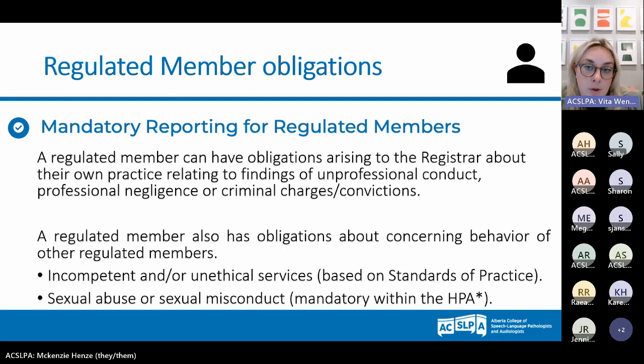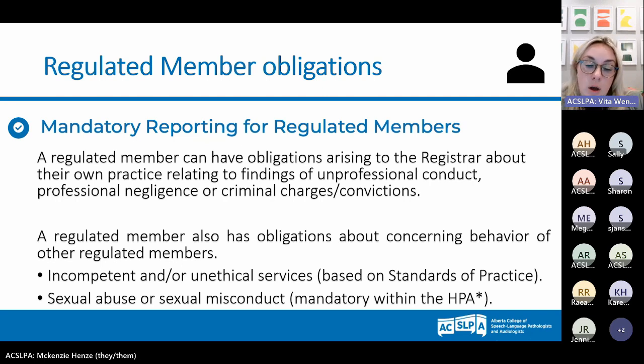There is an exception that if it's in the provision of services that they're receiving, therapeutic services, it's a little bit different. The example that would generally trigger this requirement is an SLP working in a hospital setting on the unit, who walks into a room and observes something, or hears of something, or is disclosed something that is sexual abuse and sexual misconduct.